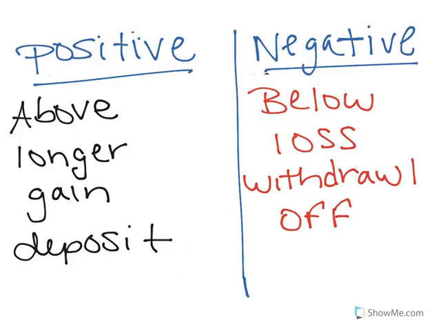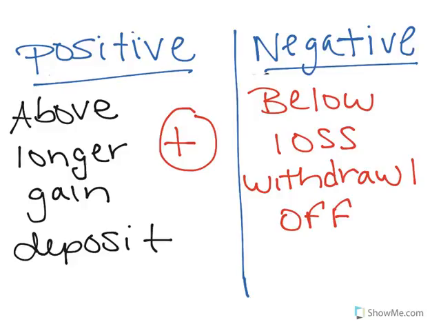Lastly, I just wanted to talk about some words that are associated with positive and negative values. So in a story problem, if ever you see the word above or longer or gain or deposit, we're talking about positive values. So if it's 5 meters above sea level, we're talking about positive. If you're jogging for 10 minutes longer, it's positive. If you gain 20 points in a basketball game, it's positive. If you deposited 20 bucks in your savings account, you're adding that money into that savings account, so it's positive.